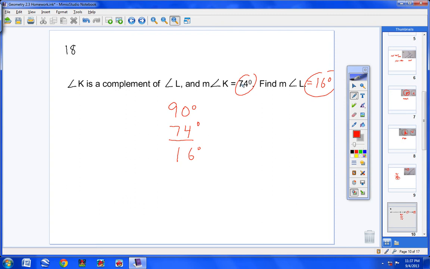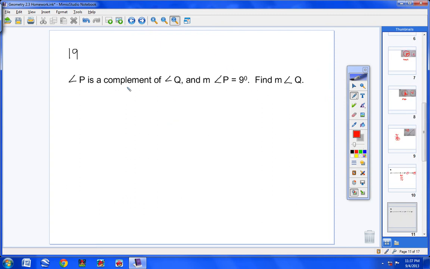Now, let's continue on and take a look at number 19. Notice P and Q are complements. P is the complement of Q. So we know if you add the two together, you get 90. Now, one angle is only 9 degrees. So if we subtract, the other angle has to be 81, because 81 plus 9 is 90. So the measure of angle Q is 81 degrees, and that makes sense. 81 plus 9 is 90 degrees.